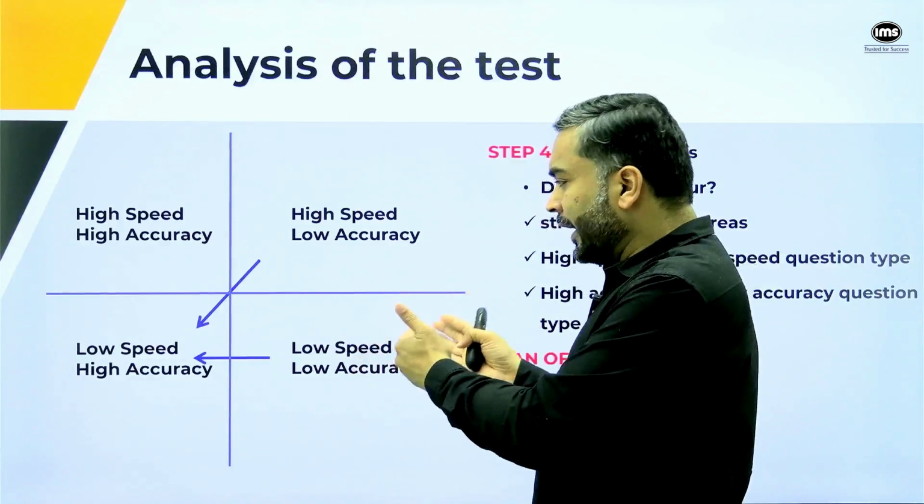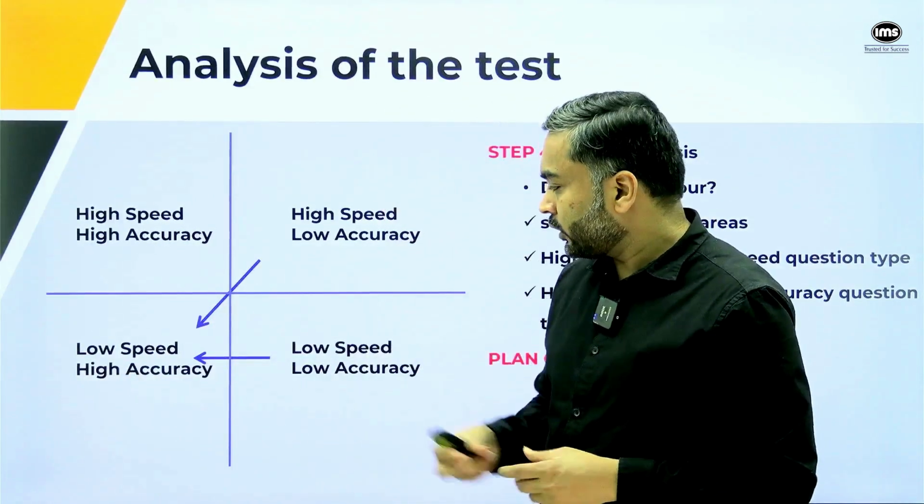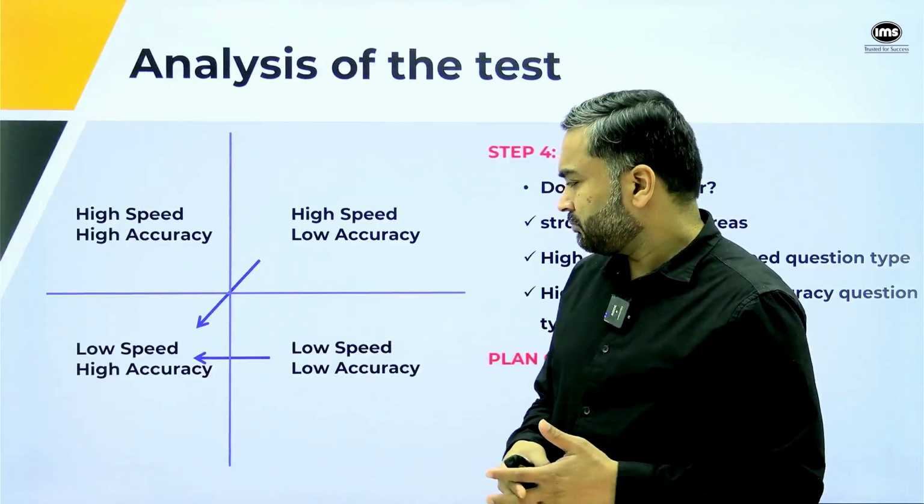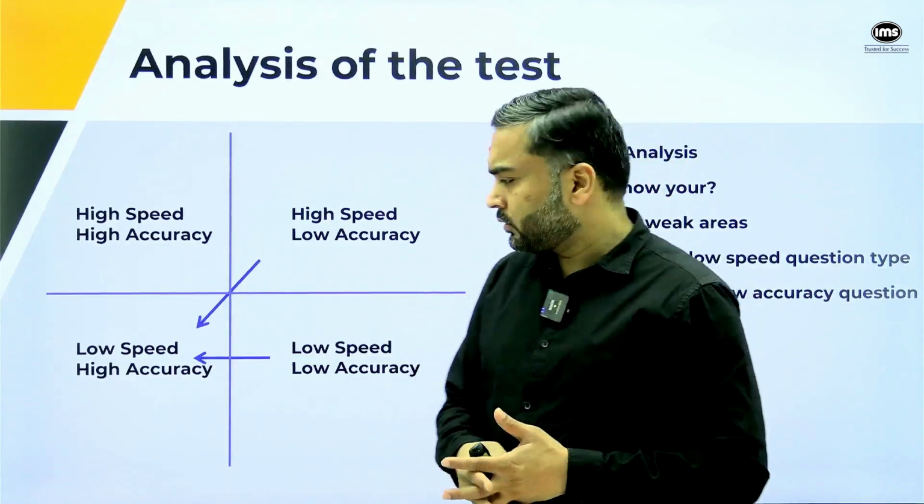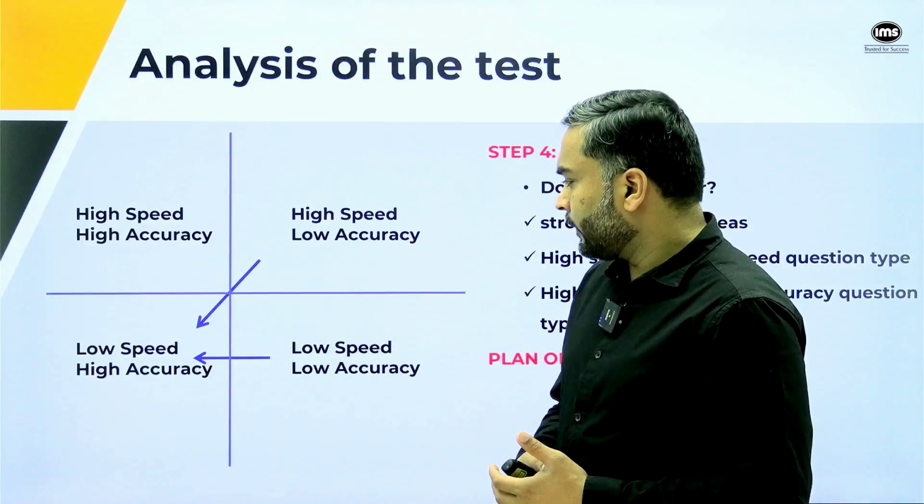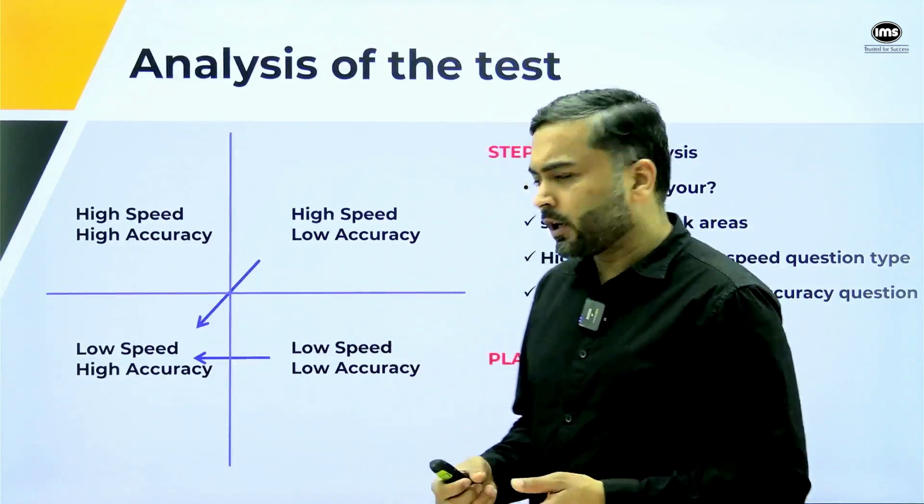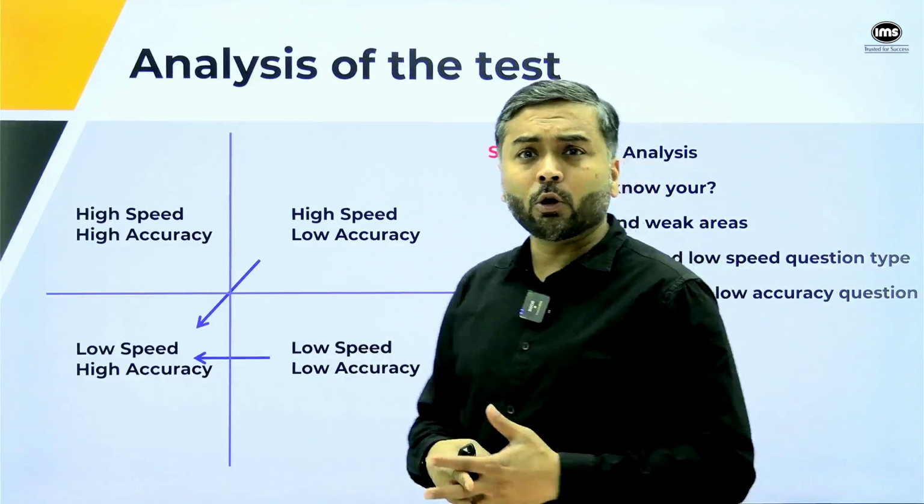Similarly, low speed high accuracy question types should also be moved to high speed high accuracy. Low speed low accuracy could be different for different students. For example, if I have to take low speed low accuracy, it could be some questions on matrices, determinants, or maybe trigonometry, where you need more time and accuracy is also not that great.